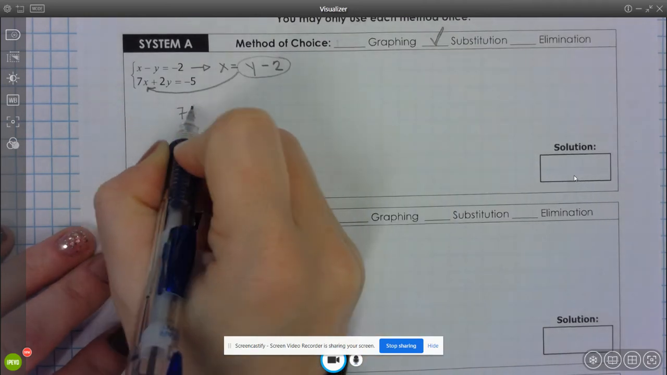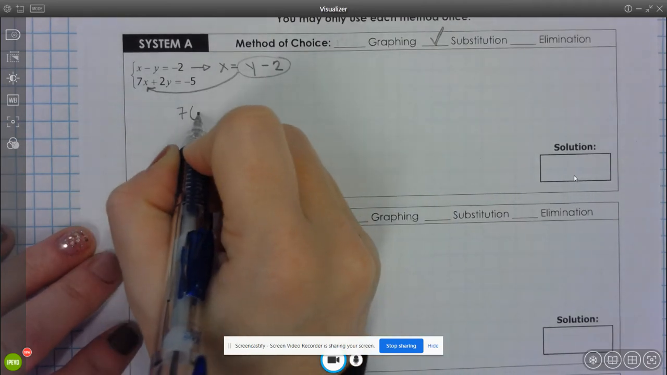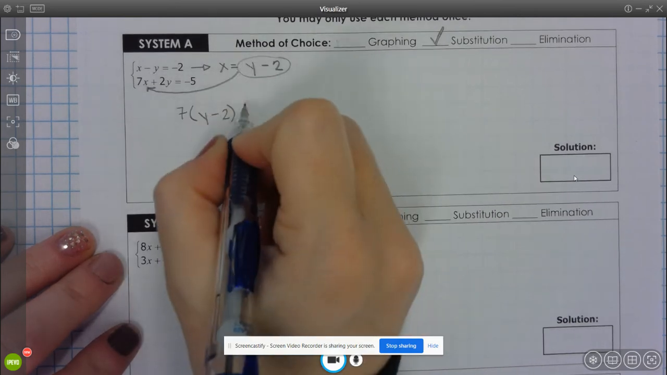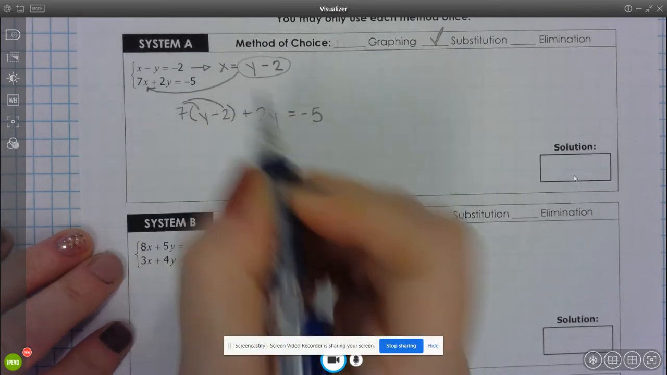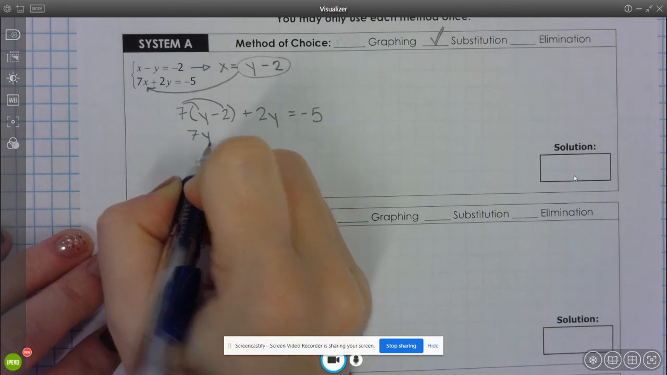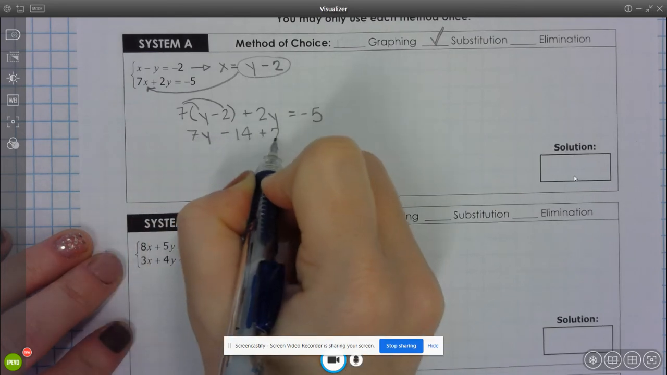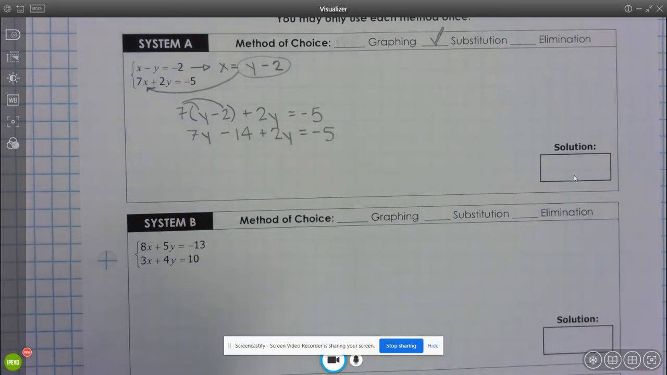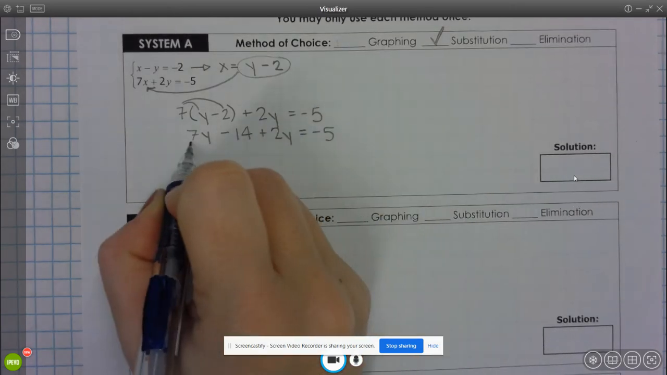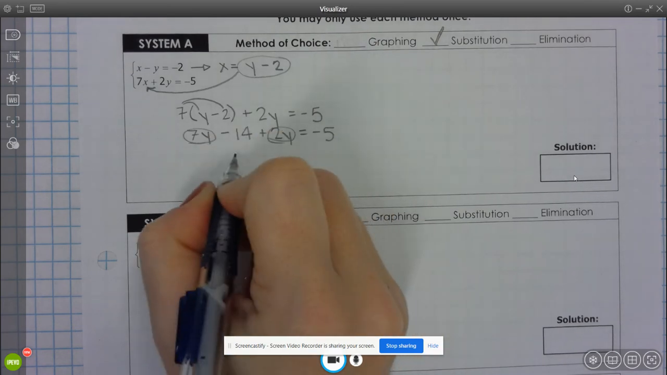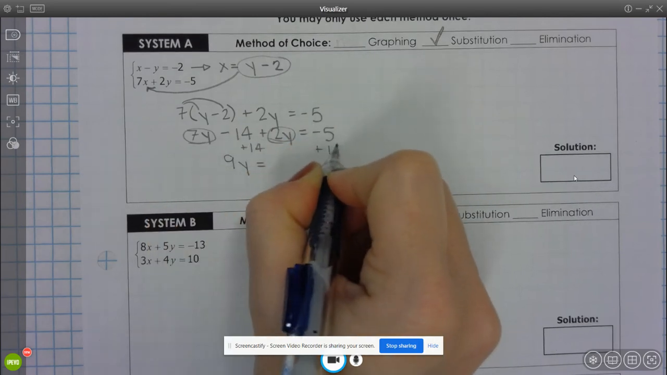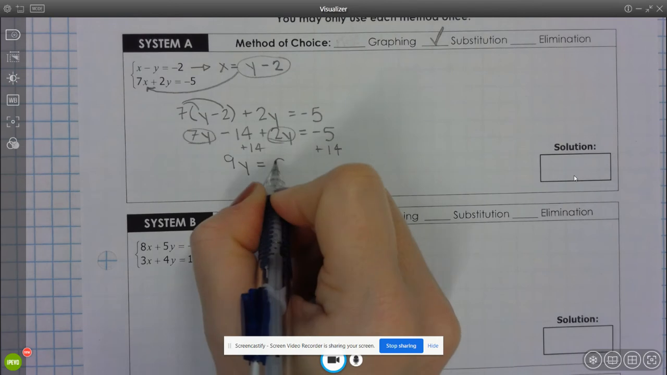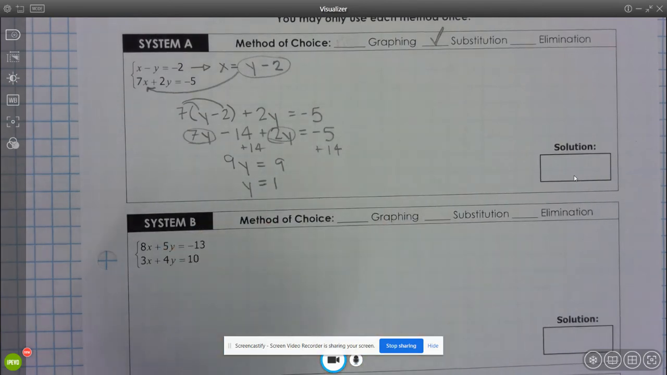So I have 7 times y minus 2, because that's what we know x is from our first equation, plus 2y equals negative 5. So I'm going to distribute that 7. So I'll have 7y minus 14 plus 2y equals negative 5. So I'm going to combine my like terms of 7y and 2y, and that's going to give me 9y. And I'm also going to add 14 to both sides, which is going to leave me with 9. So I know that my y value is equal to 1.